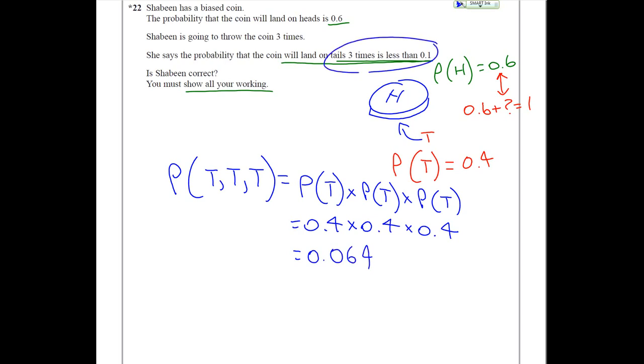And then Shabin is right, because 0.064 is less than 0.1. You can do this as a math sign if you want.